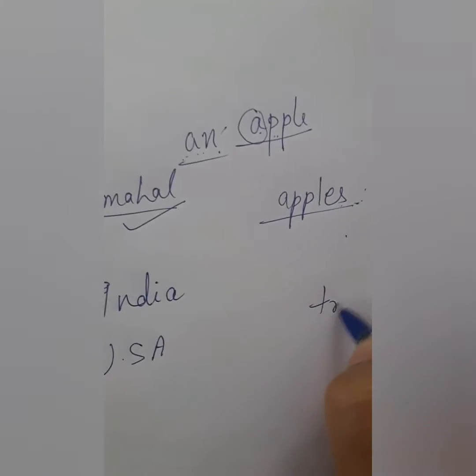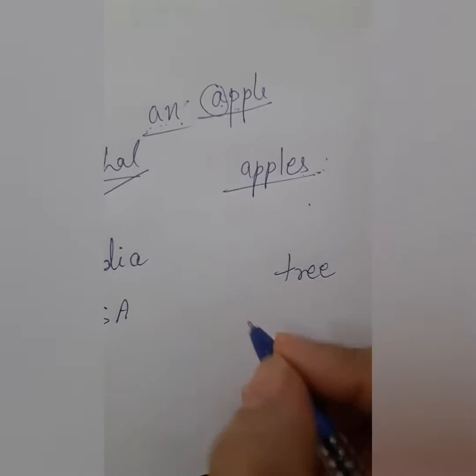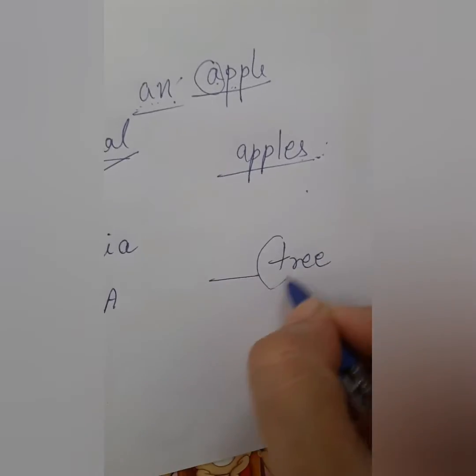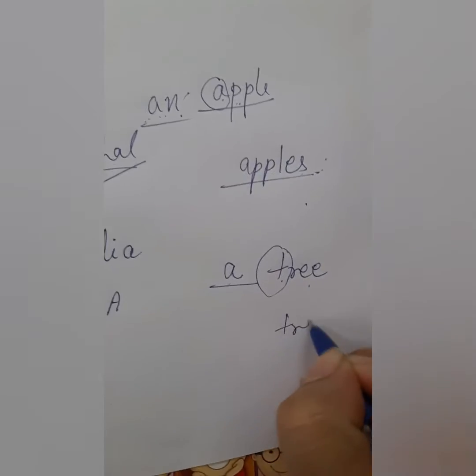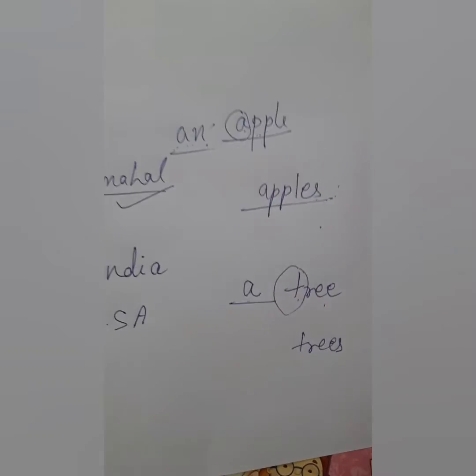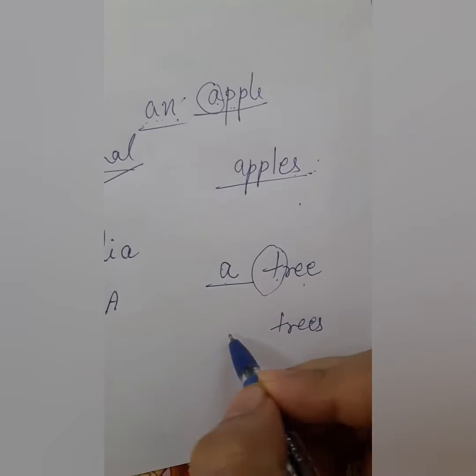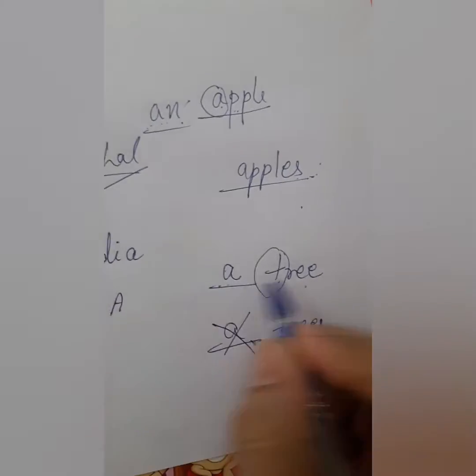One more example, like tree. One tree is there. It's a consonant sound, so we'll use the article a: a tree. But with so many trees, with plural countable nouns, we will not use a. Not a trees, but a tree. Clear?